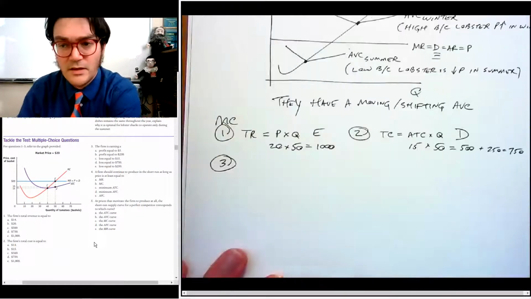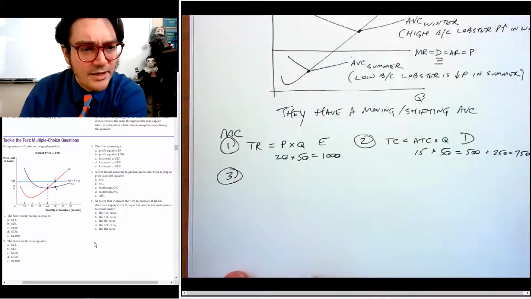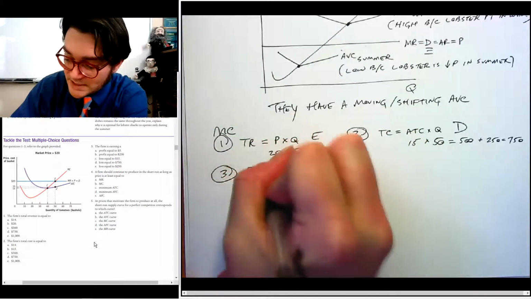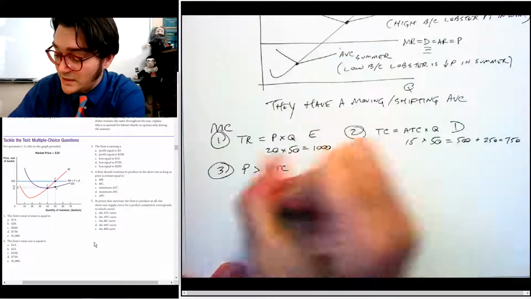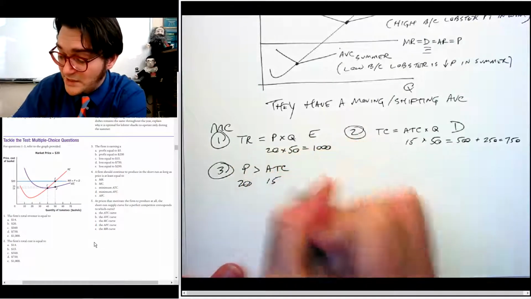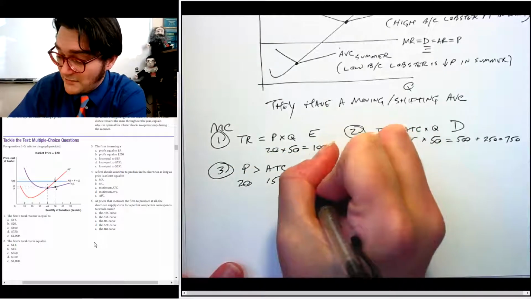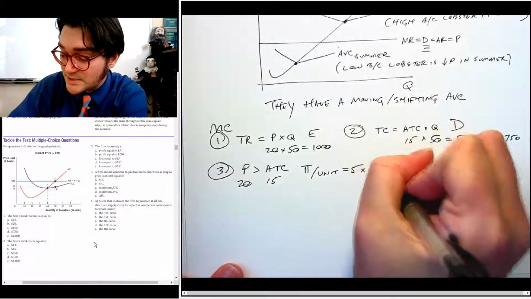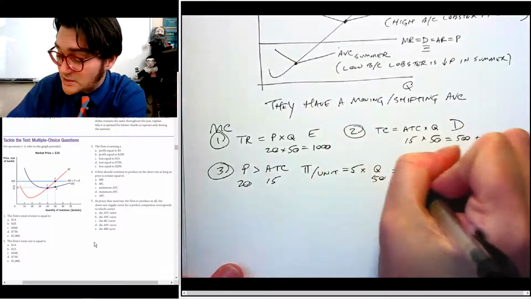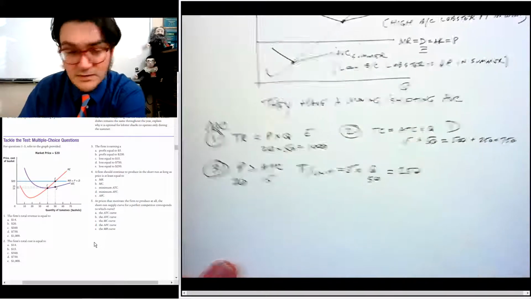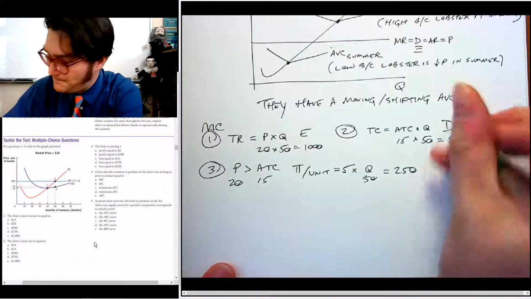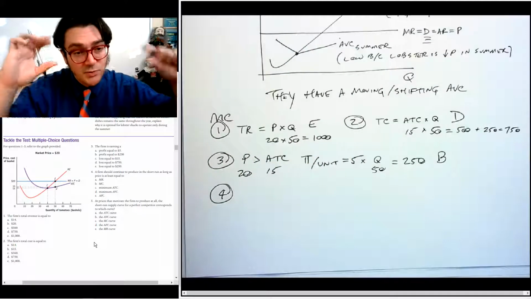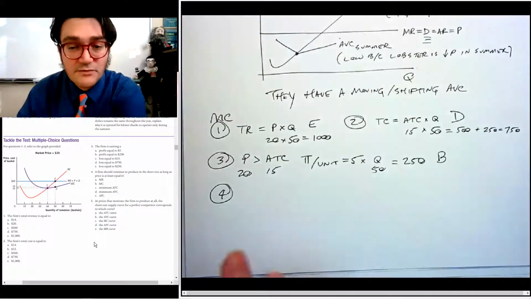Number three. The firm is earning a blank. This one is pretty easy if we're looking for profit, because we know price is bigger than the ATC, 20 and 15. So the profit per unit equals 5, and times the quantity of 50 is 250. And so that would be B. You can also just look at the size of the box, 20 minus 15 times 50, and figure that one out from there.